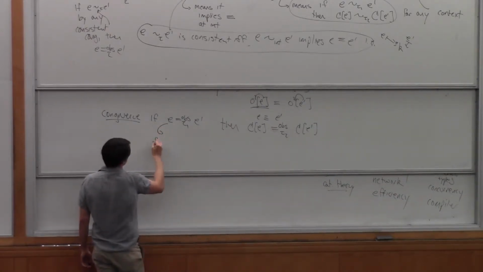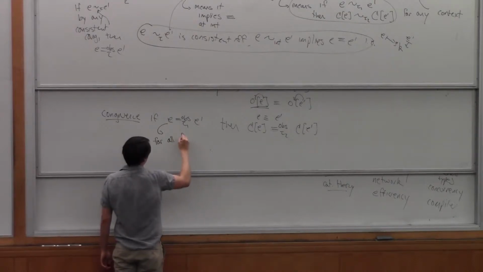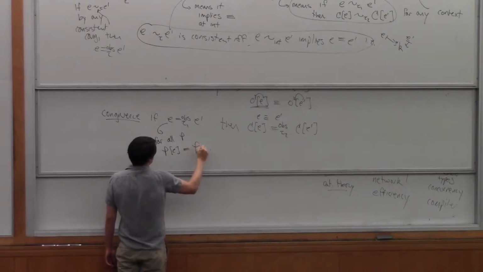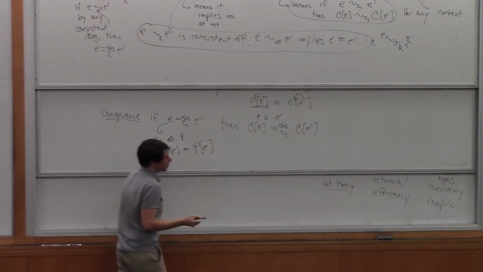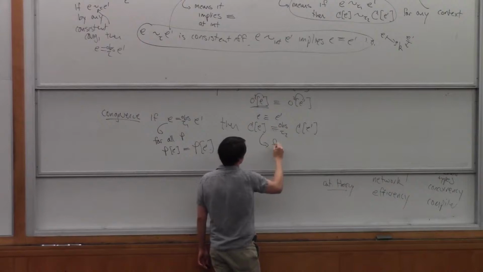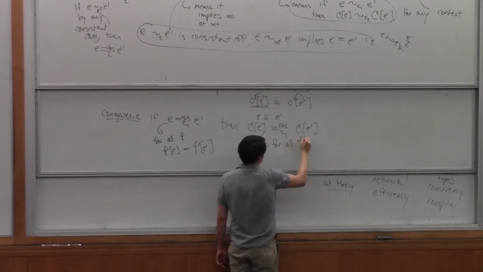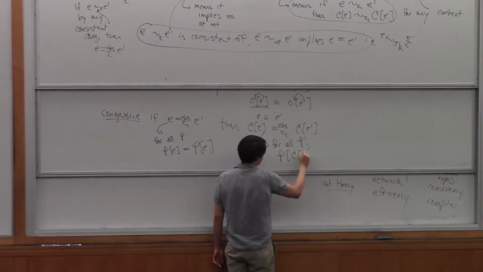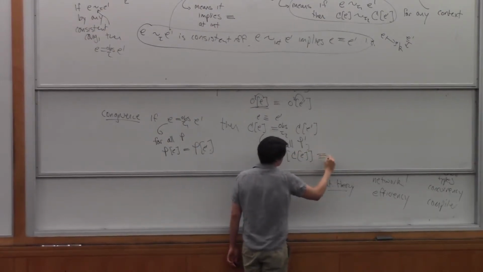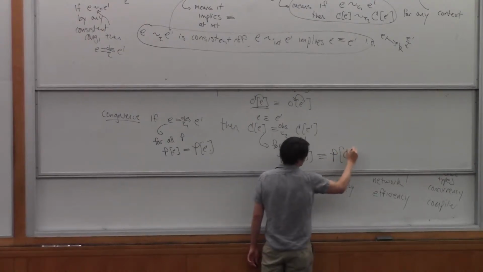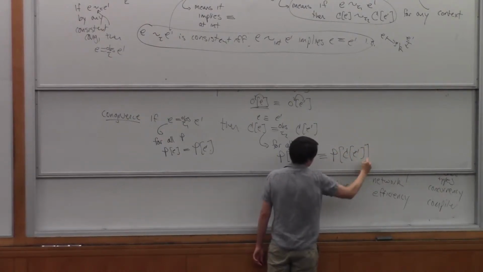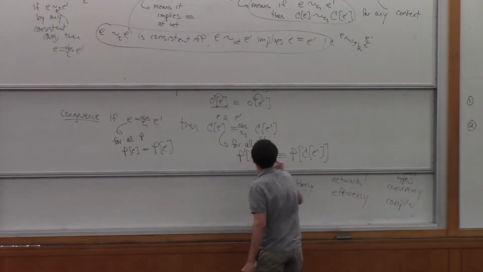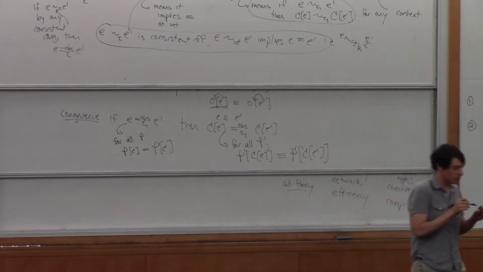What does this mean? For all P, P filled with E computes the same answer as P filled with E prime. What does this mean? For all P prime, P filled with C filled with E computes the same answer as P filled with C filled with E prime. P prime filled with C with P prime.